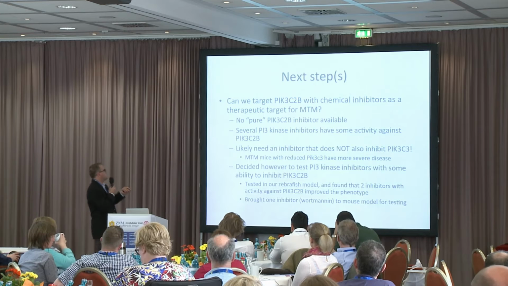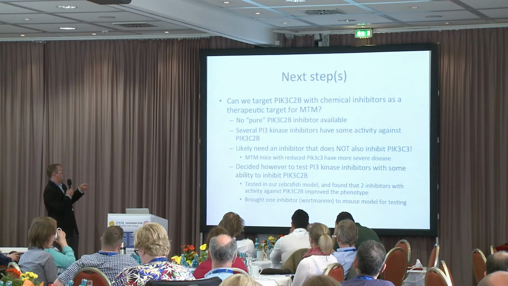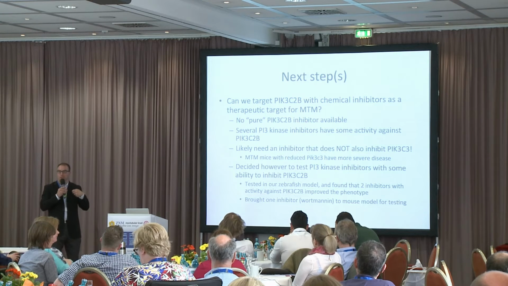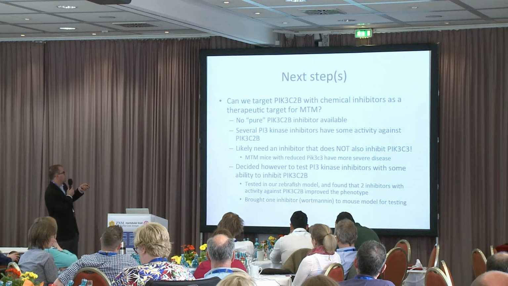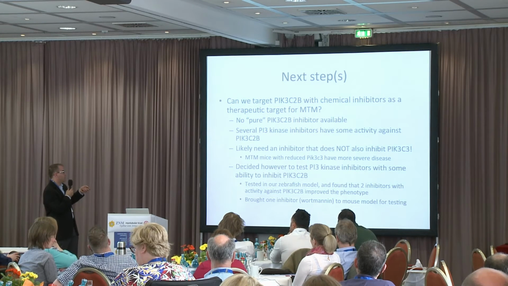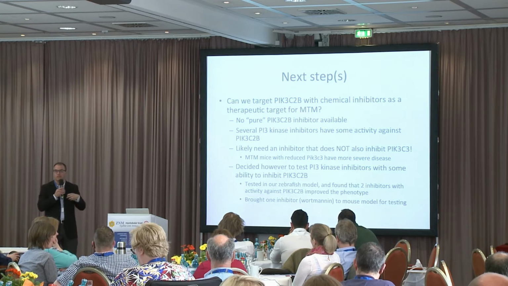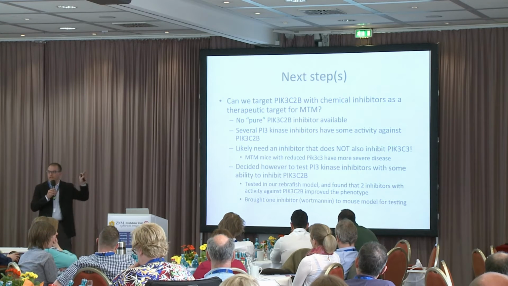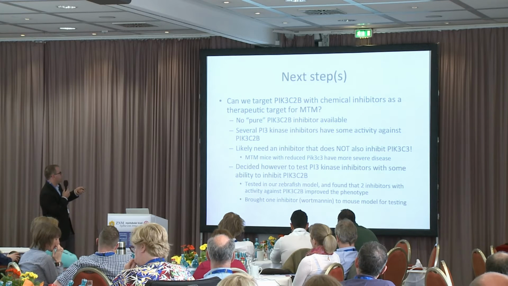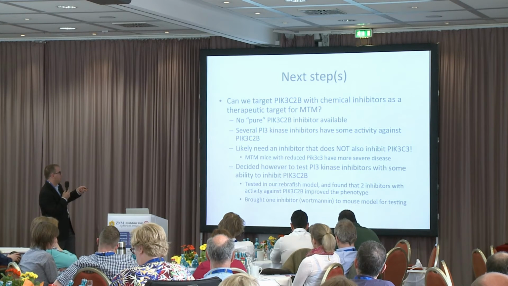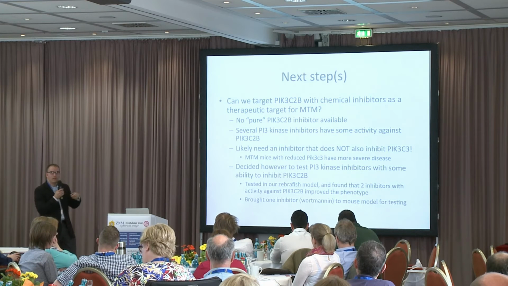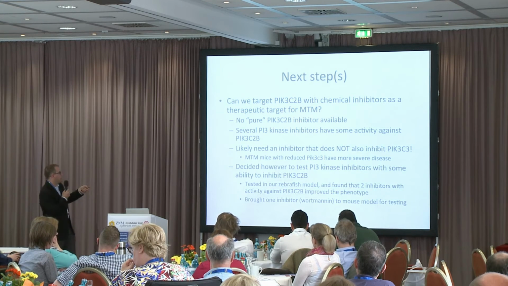So what are our next steps? So obviously, if we can target this PI3C2B with a chemical inhibitor, this could be potentially a great possible therapy to consider for MTM1. Unfortunately, right now, there are no pure PI3C2B inhibitors available. So there aren't any drugs that have been tested in patients before that just target this enzyme. As was mentioned in the last talk, there are actually several inhibitors that can target this enzyme, but also some of the other proteins that make PI3P and other phospholipids that are called PI3 kinase inhibitors.